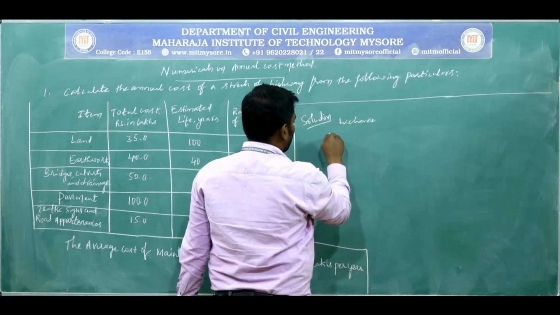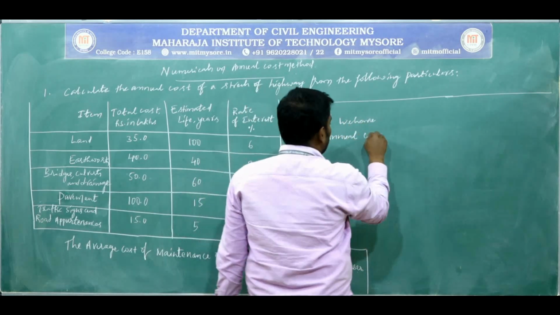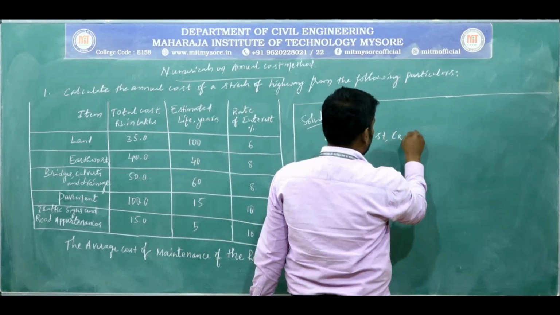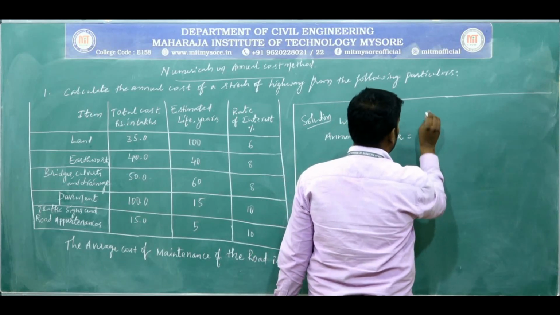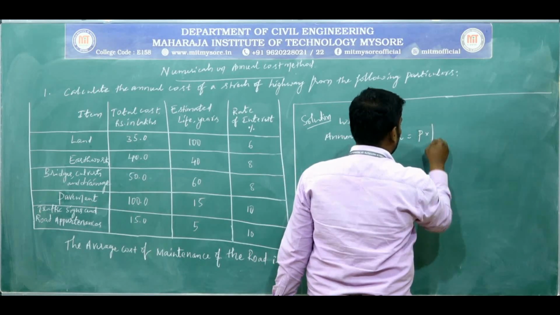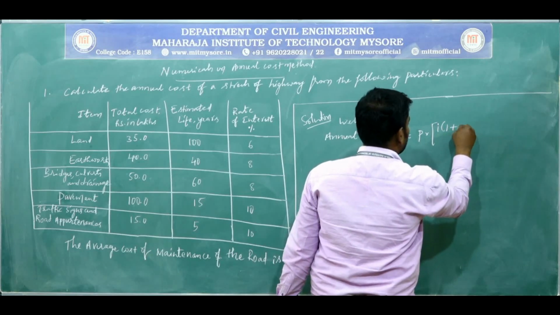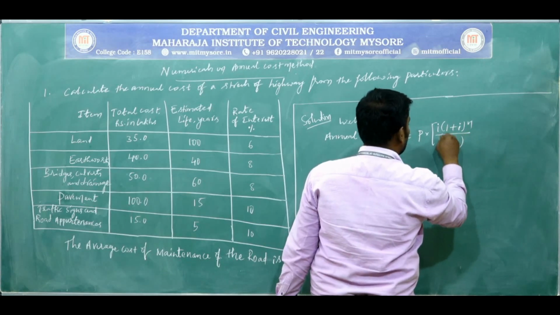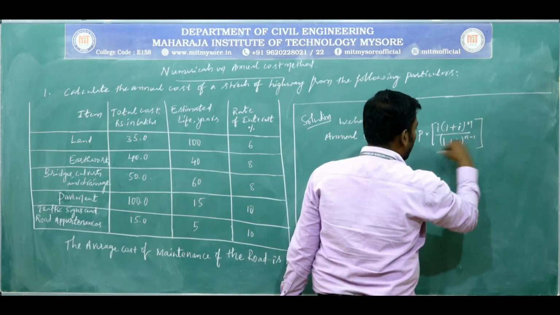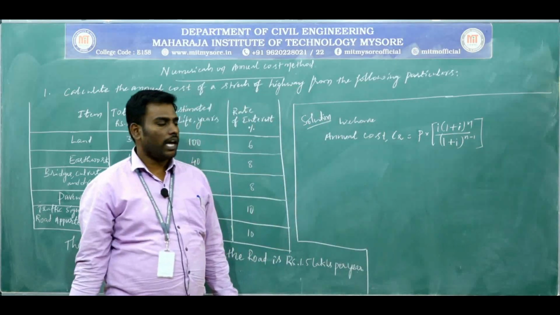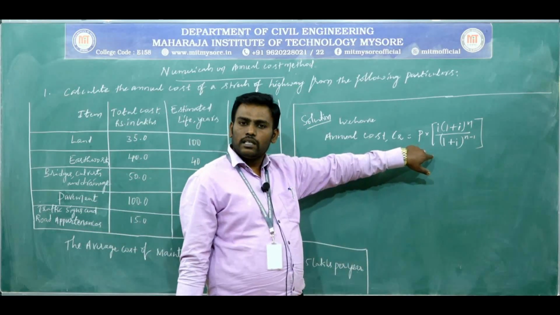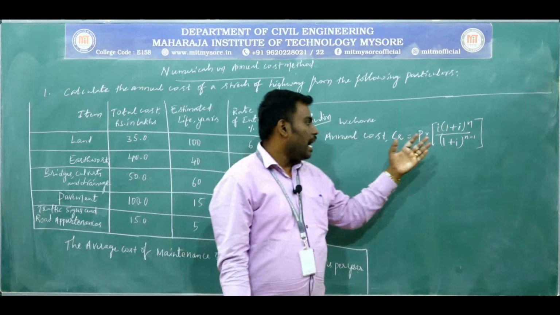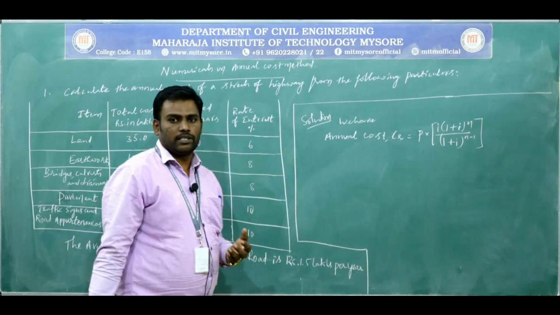We have annual cost CR is equal to P into I into (1 plus I) to the power of n divided by (1 plus I) to the power of n minus 1, where P is the cost of improvement, I is the rate of interest in terms of decimals, and n is the estimated life in years.